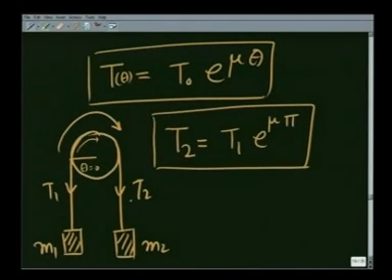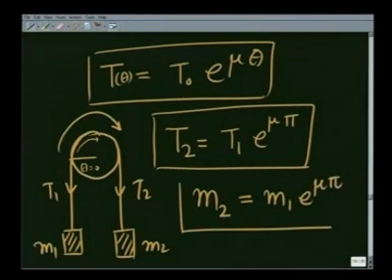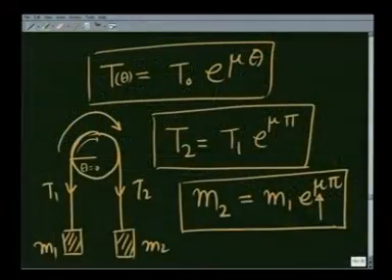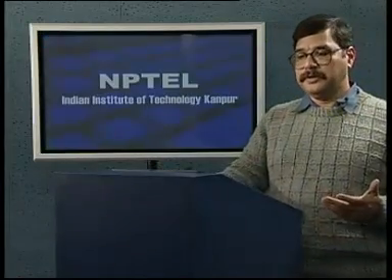Since the tensions balance the masses, I also have m2 equals m1 e raised to mu pi. g cancels from both the sides. You can see because of the friction mu, a very small mass m1 can balance a mass much larger than itself, which is m1 times e raised to mu pi. This has practical uses. In fact, unconsciously, if you recall, you have been using it.